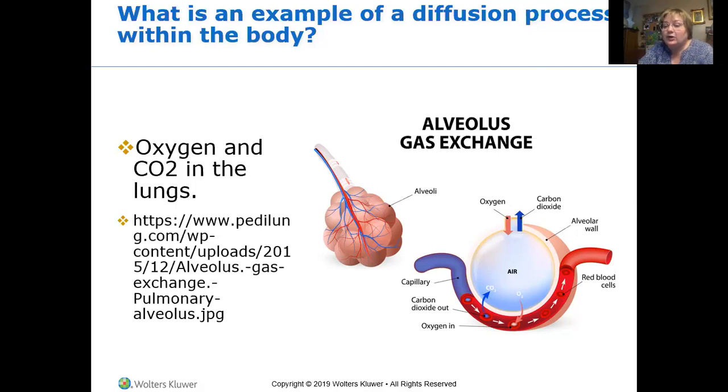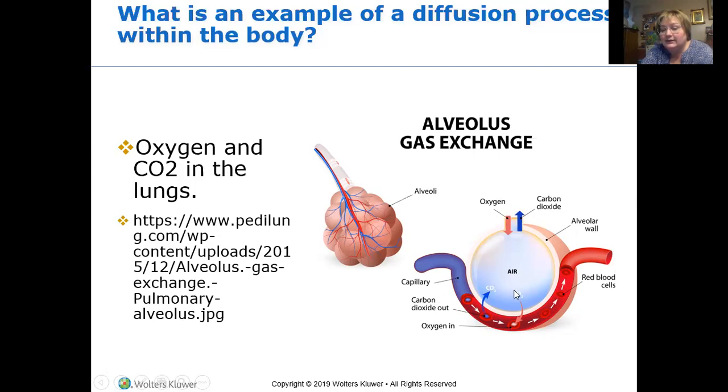That travels back to the heart, to the right atrium, then the right ventricle, and then where does it go? To the lungs. Then you have those little capillaries that are all around those little alveoli. This picture is showing you an alveolus. There's the alveoli itself. You have capillaries that run all over the surface of these alveoli, and then you actually have diffusion taking place.